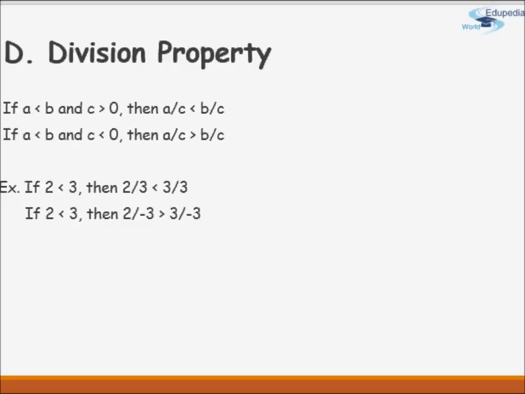And on the other hand, the inequality sign will only change if the value of the integer we are dividing by is less than 0. In that case the symbol is going to change, because that is the only way in which we can get the correct answer. So these were the properties, pretty simple.